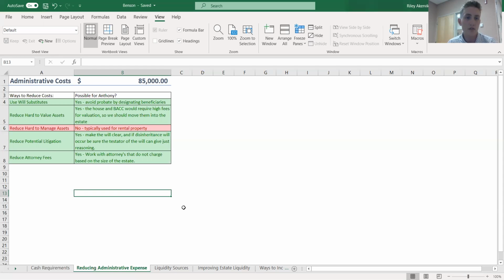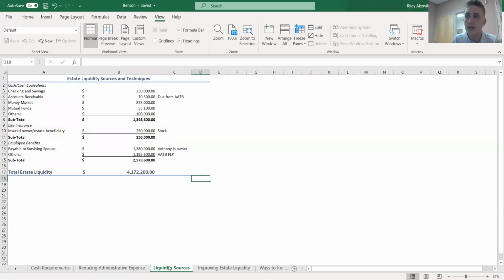So with reducing hard to value assets, we could take the house and the Benson Animal Care Center, as they would require higher fees to get a valuation, and with that we can move those into the estate. All right, now next we are going to look at some liquidity sources.